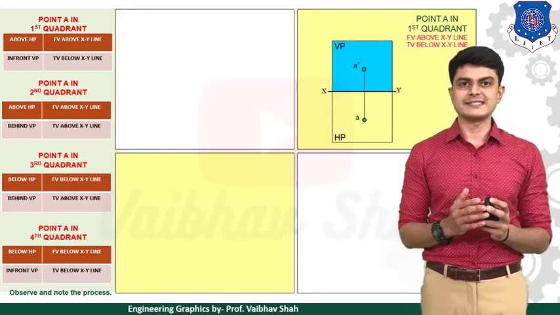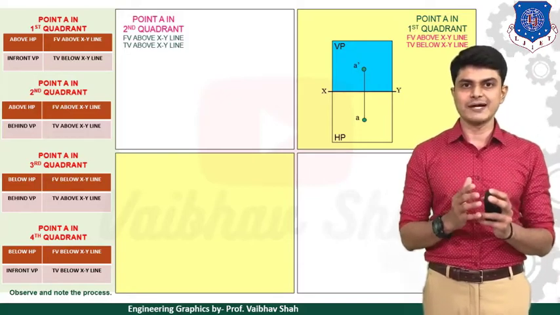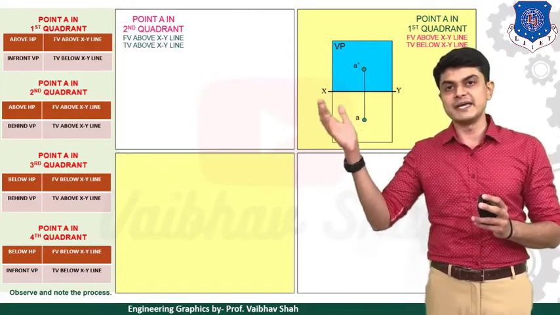So now let us move to the second point. Suppose your point is in the second quadrant. So second quadrant means what? Let us see the table on the left hand side: above HP but behind VP.